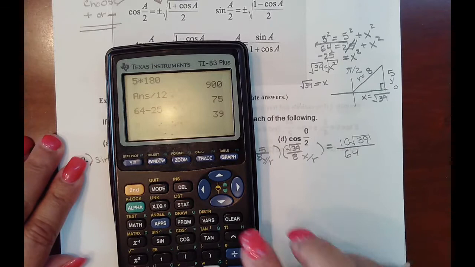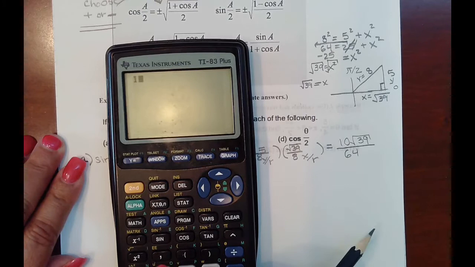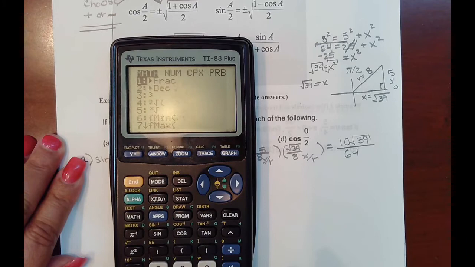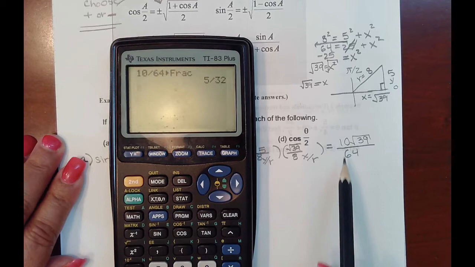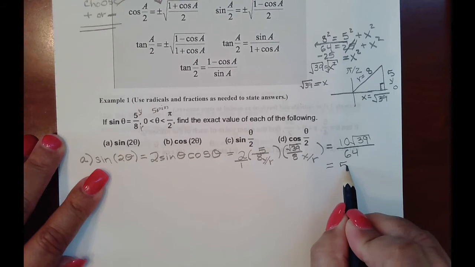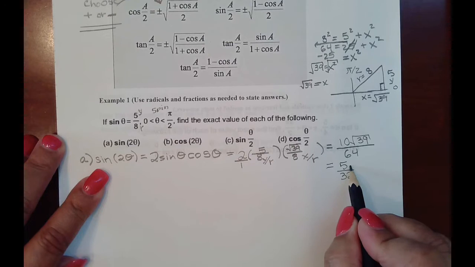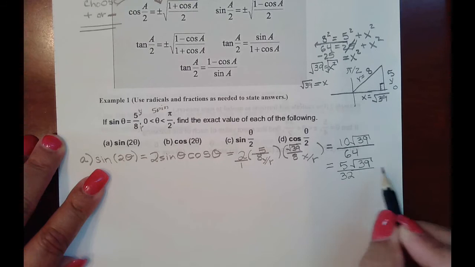You would only put these coefficients in your calculator, 10 divided by 64, and instead of pressing enter, hit math in the first column, third key down, enter, enter. And you get 5 over 32 for the reduced version of this first answer in part A. Same thing as 5 over 32, and that's because 2 goes into the top and the bottom with that radical in the top. Okay, that's your answer for part A.